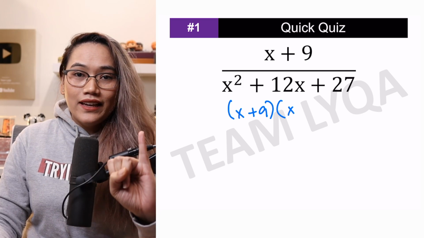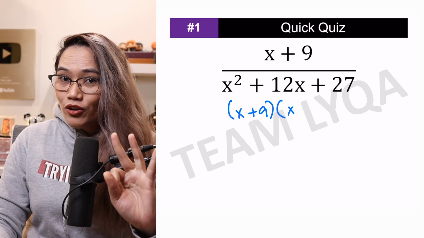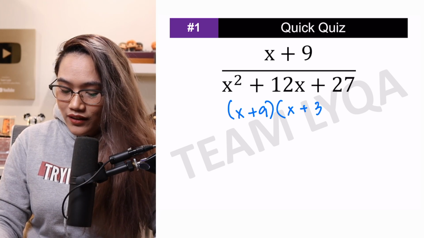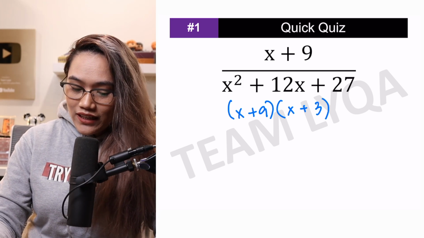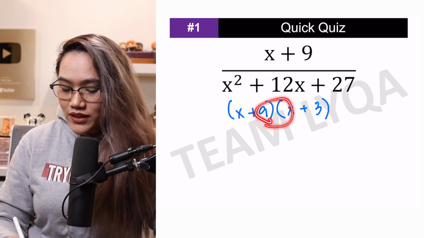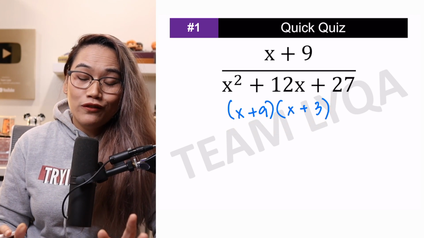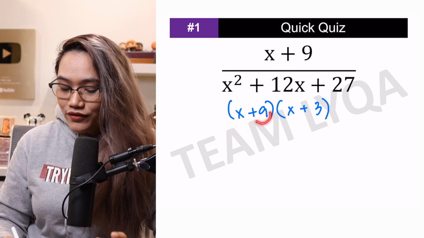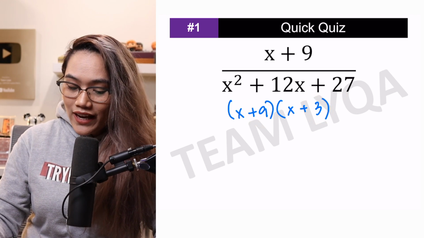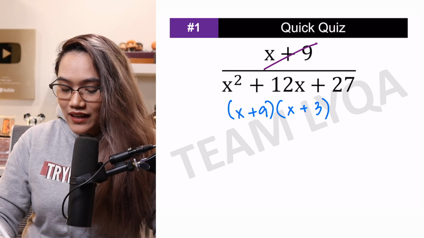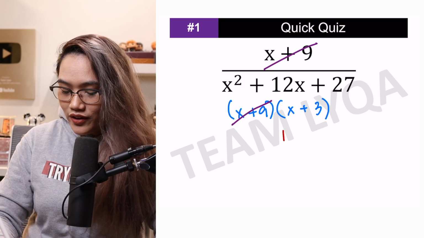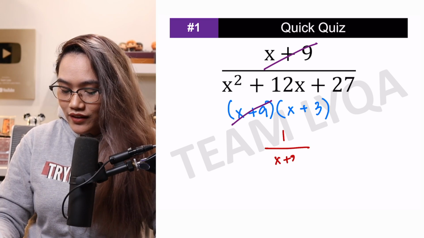Dahil 9, 18, 27, ibig sabihin 3 ang kailangan ko i-multiply sa 9 para lumabas itong 27 na yan. Gagawin ko siyang plus 3. Now, kung i-check natin yan, x and x is x squared, tama. 9x plus 3x is 12x, so tama tayo doon. And then you have 9 times 3, which is 27. So we're good to go. Now, we're going to just cancel yung x plus 9 sa taas, may x plus 9 sa ilalim. So, ang matitira sa atin at ang nagiging sagot ay 1 over x plus 3.